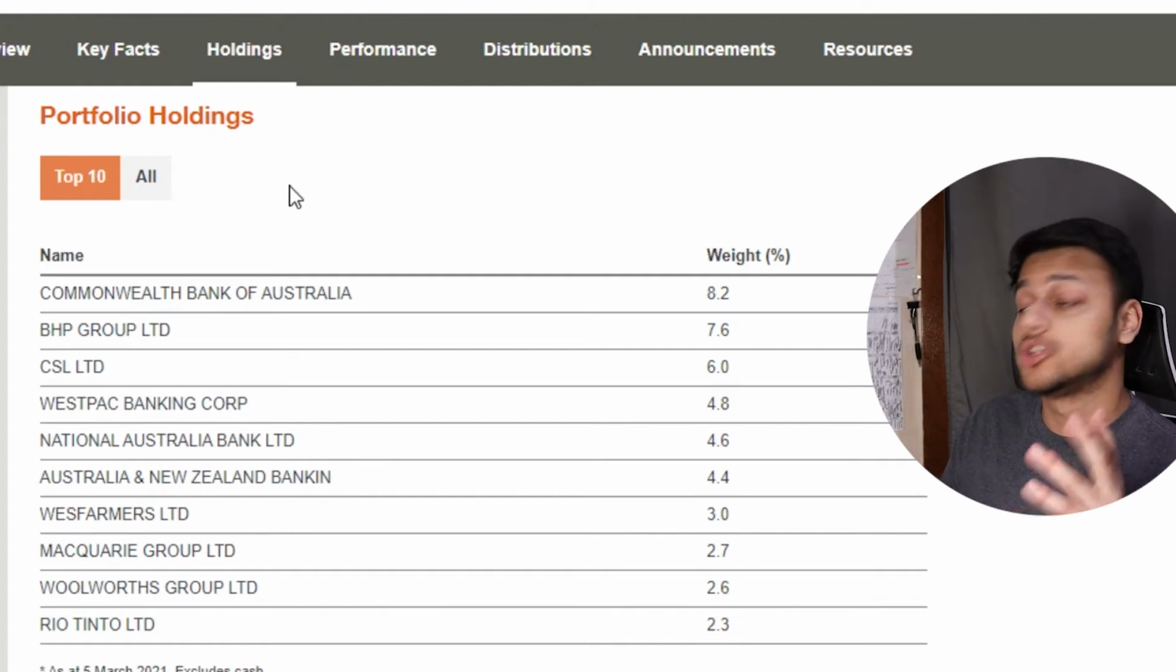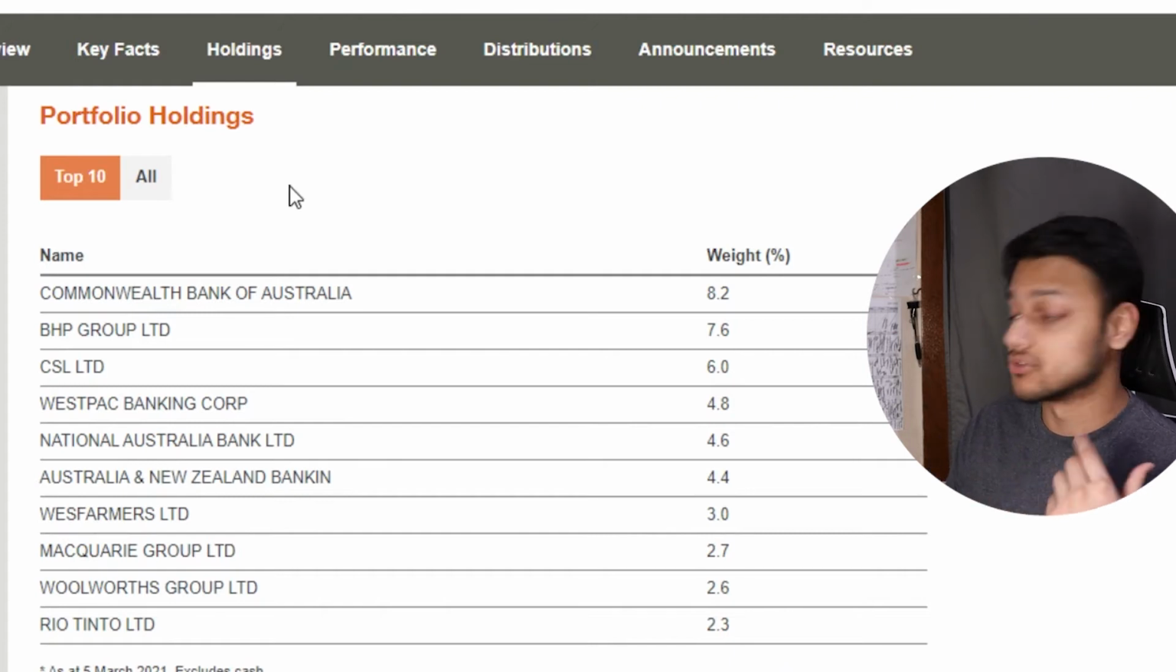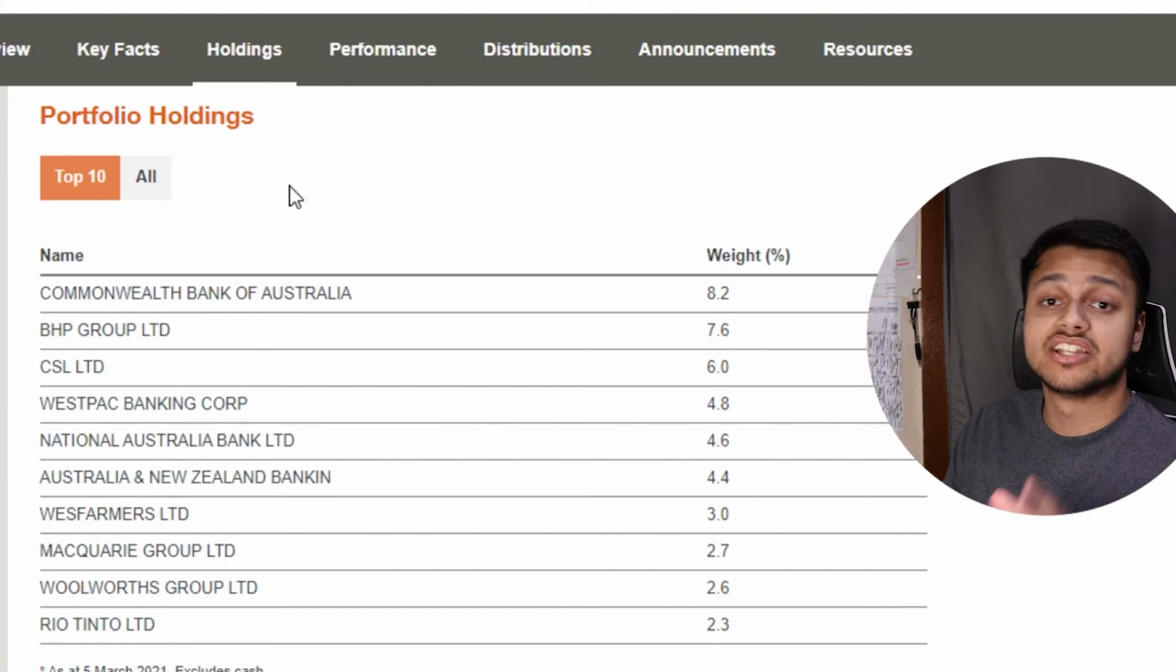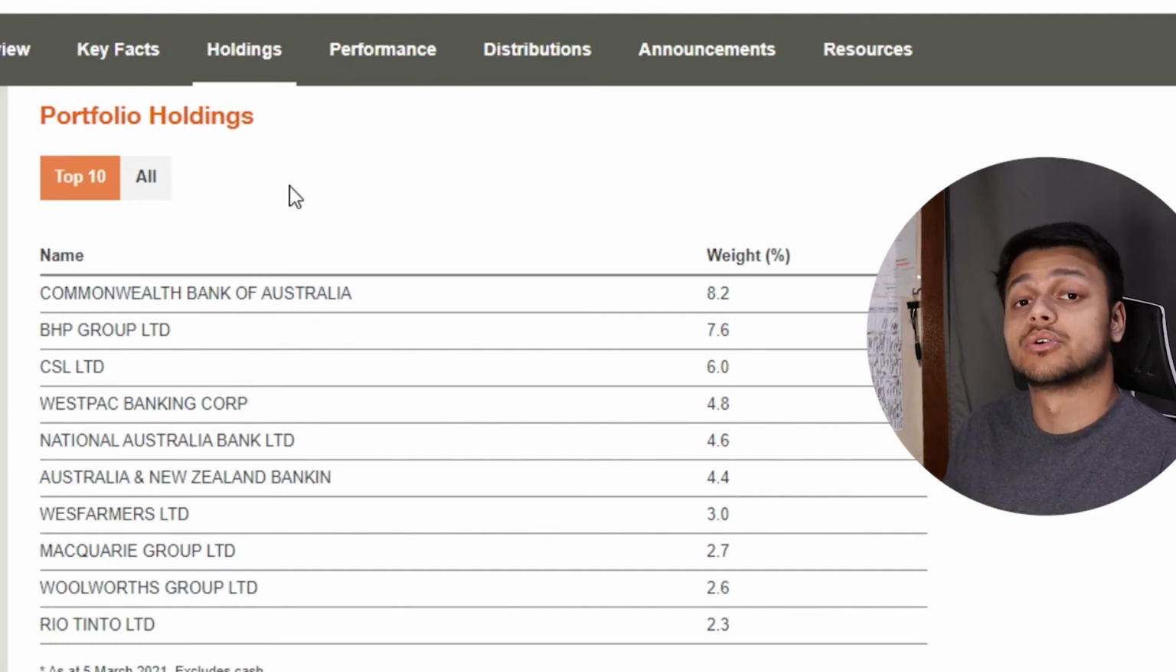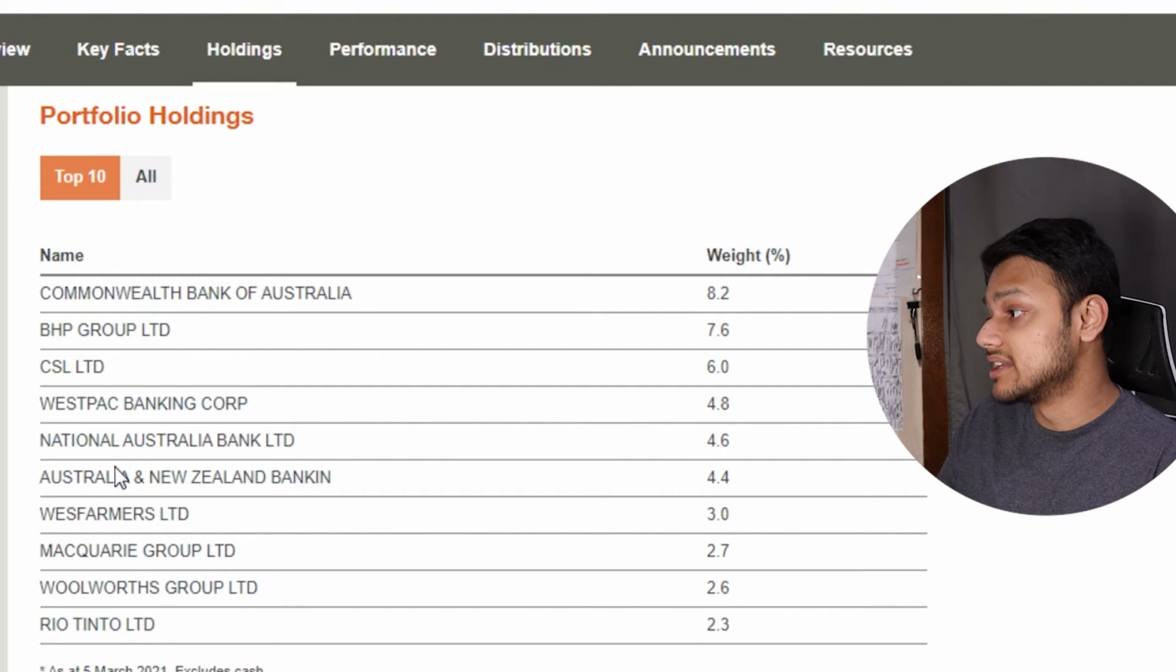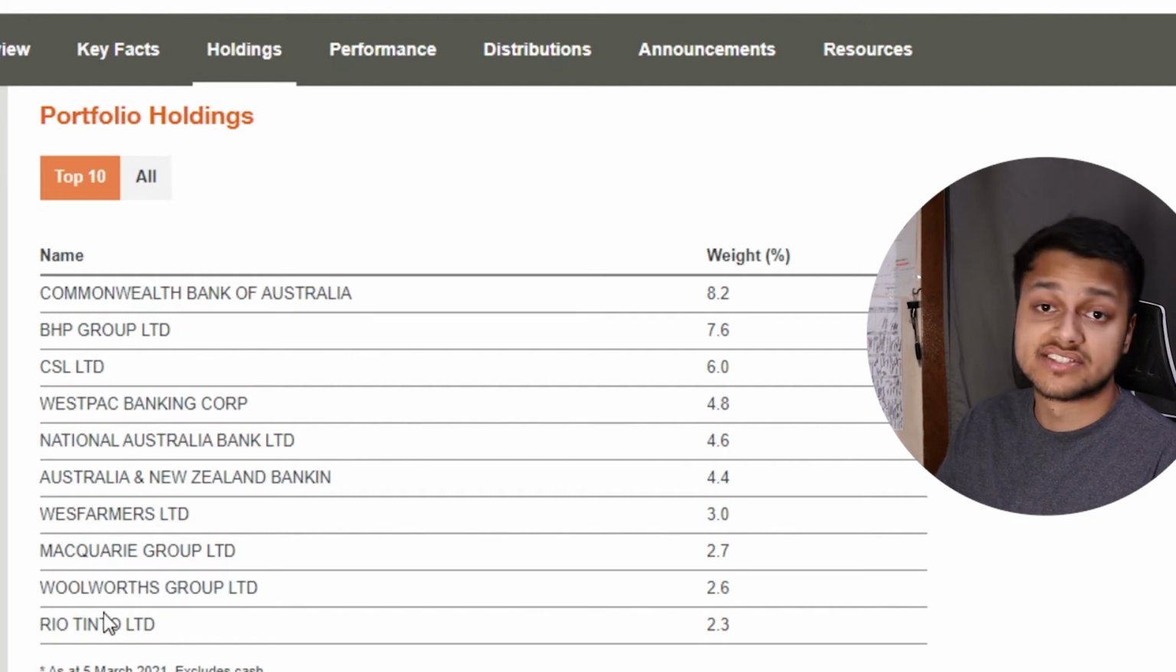Now, the reason why you guys see so many banking companies over here is that the largest sector in the Australian economy is banking, followed by materials, which is mining. So this ETF is basically showing a snapshot, a bit of a reflection of our economy. This is the reason why you have companies like BHP and Rio on the list as top 10 holdings.